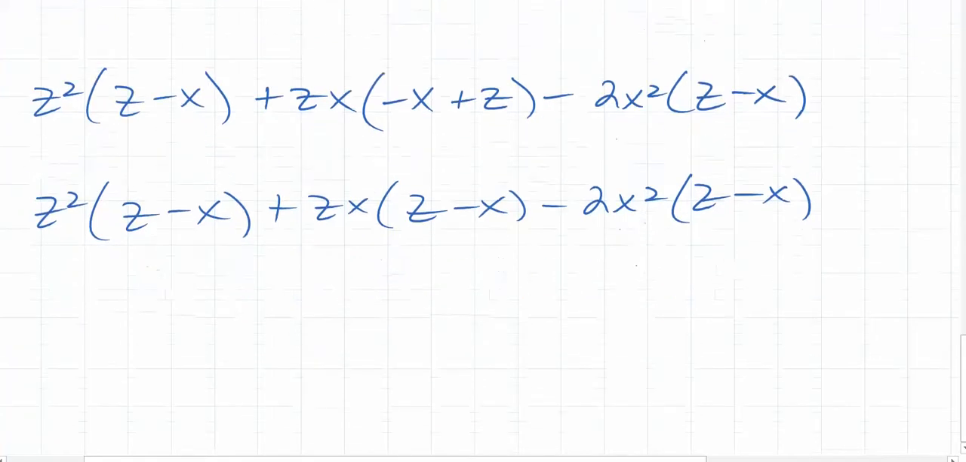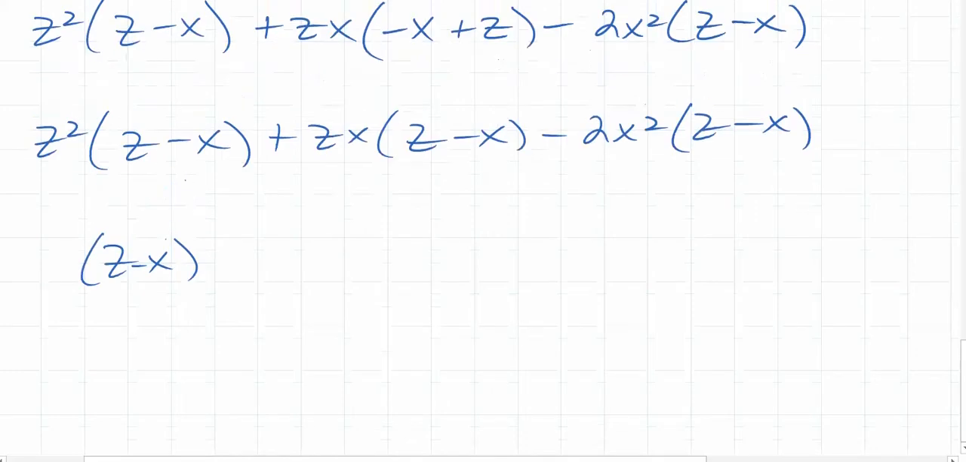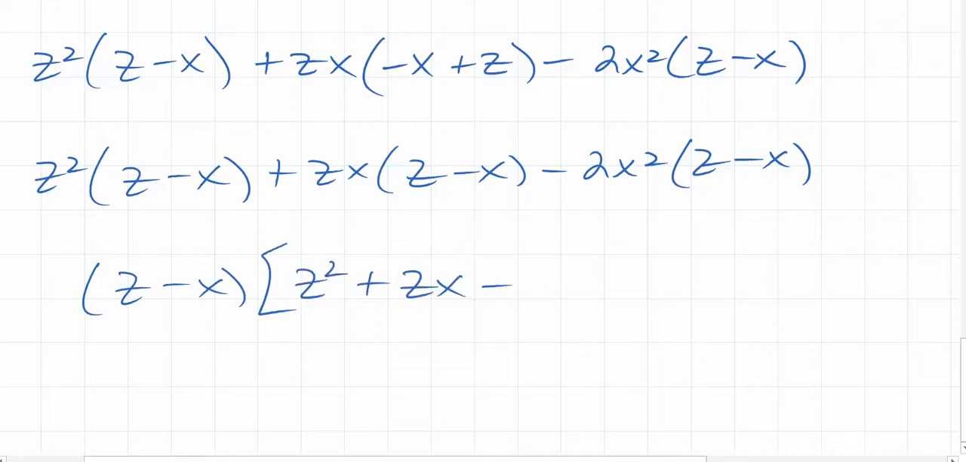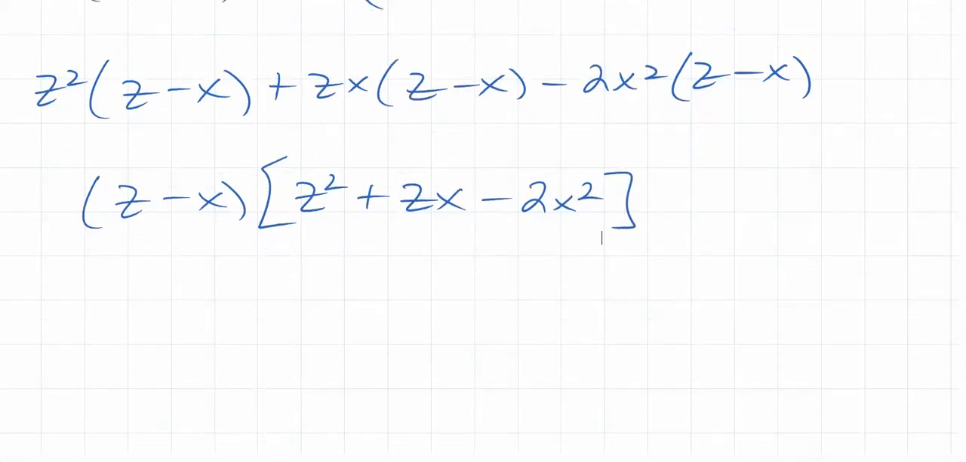So now, what can I factor out? Z minus X. Now you can factor out Z minus X. So Z minus X gets pulled out of the front of this, like this. And what's left? Z squared plus ZX minus 2X squared. There it is. We just factored out Z minus X.